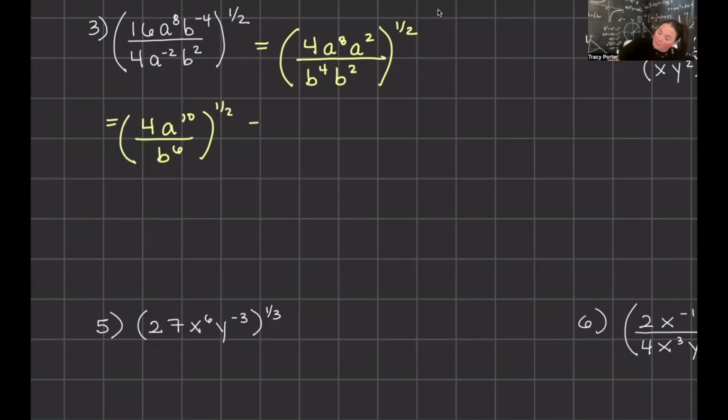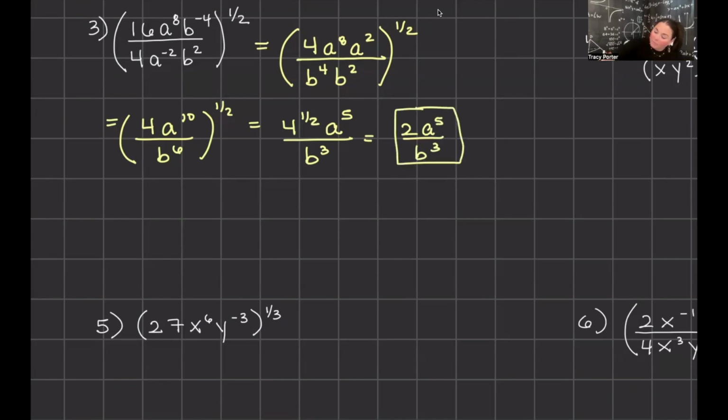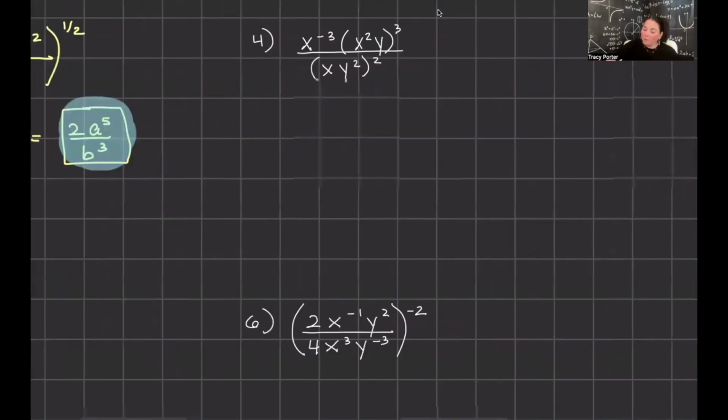And now everything is going to the 1/2 power. So for the 4 to the 1/2 power, remember that's going to be like the square root. 10 times a half will be just a to the 5th, and 6 times a half will be b to the 3rd. And so this is really just going to be 2a to the 5th b cubed. Okay, keep on going. Number 4.